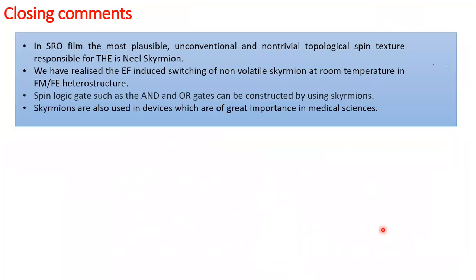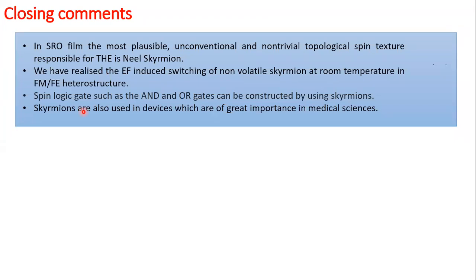So in conclusion, we have seen that in the case of strontium ruthenium oxide, we have the skyrmions. We have the topological Hall effect, and the topological Hall effect is the hallmark of the skyrmion. And we have realized the electric field induced switching of the skyrmions in the ferromagnetic by ferroelectric heterostructure. Now, skyrmions can also be used to build AND, OR gates.